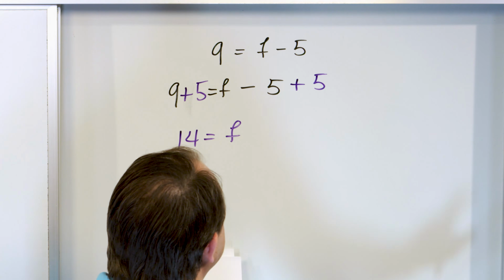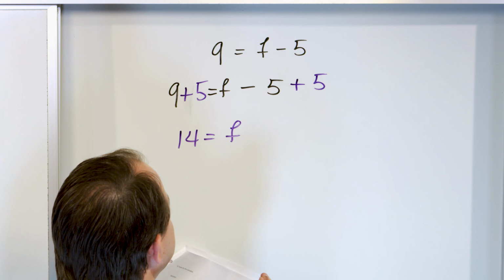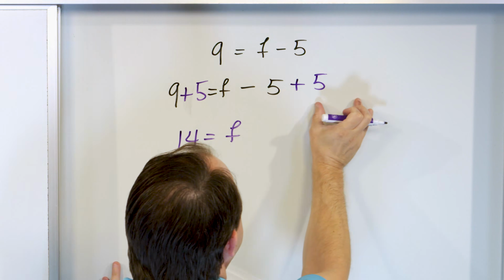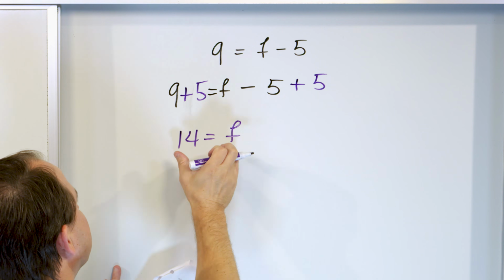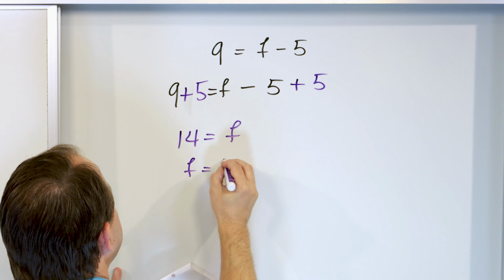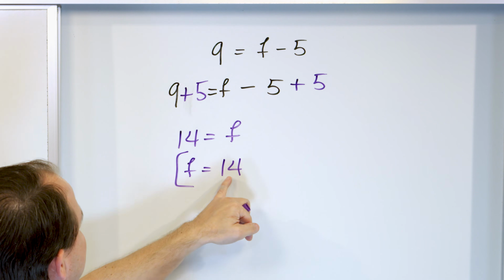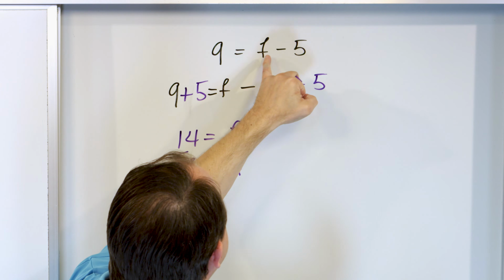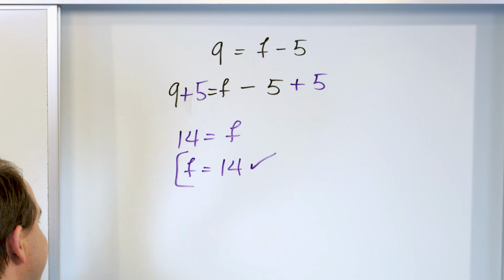When you add the opposite, negative 5 plus 5 just cancel each other out completely. Or if you want to think of moving this to the other side, 5 minus 5 is 0. Either way, you just have f. Now we can flip the order of this. f is equal to 14, and 14 is the final answer. Let's check. Stick 14 in for f here. 14 minus 5 is actually equal to 9, so we know that it's the correct answer.